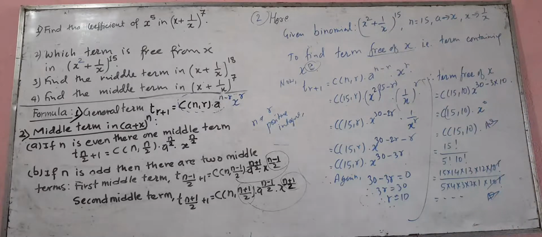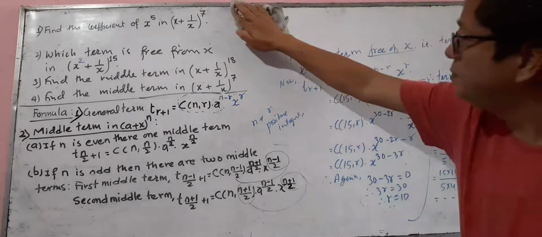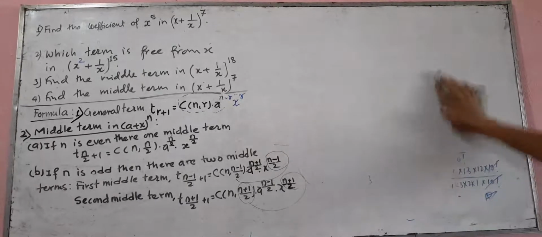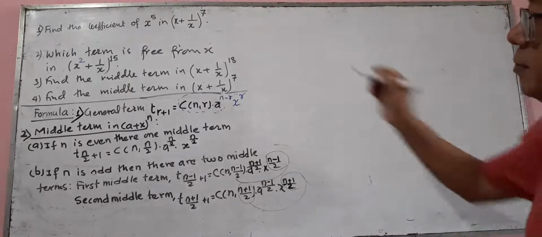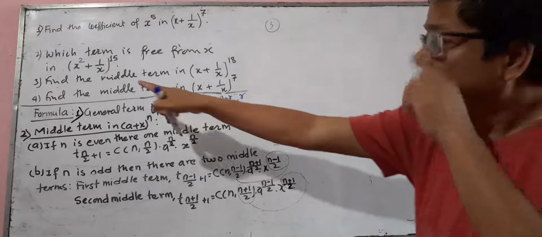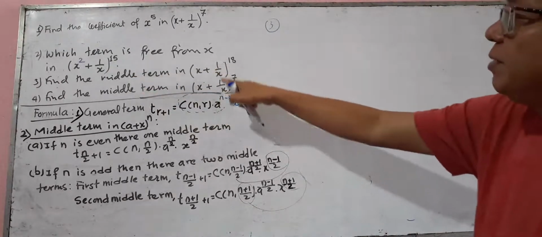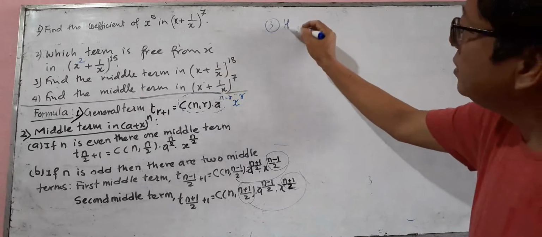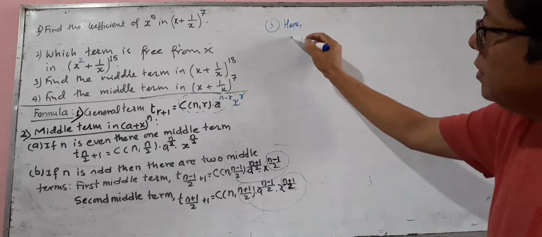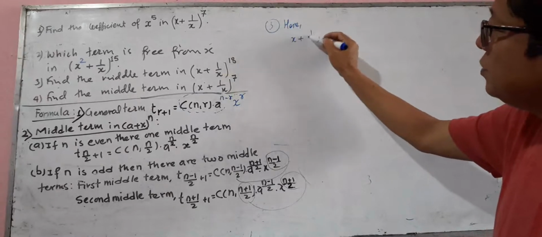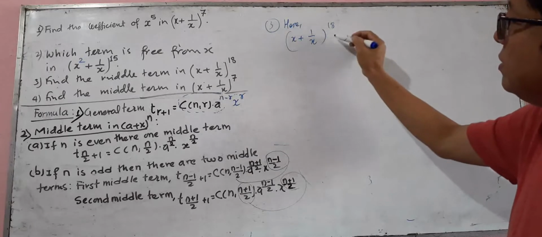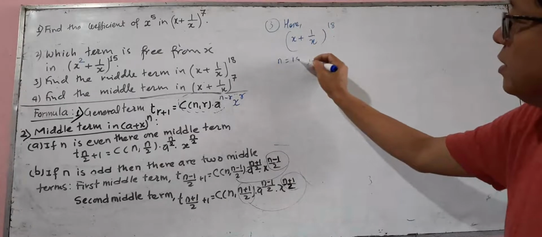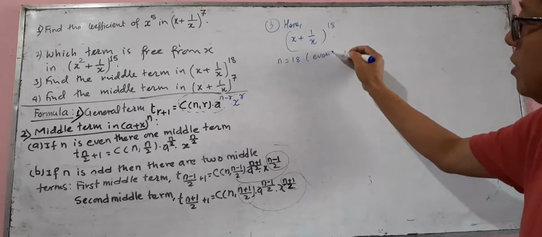Now we find the middle terms. Question number 3. Find the middle term in the expansion (x plus 1 by x) whole power 18. So here the given binomial is (x plus 1 by x) whole power 18. Okay, and n is 18, that is even.